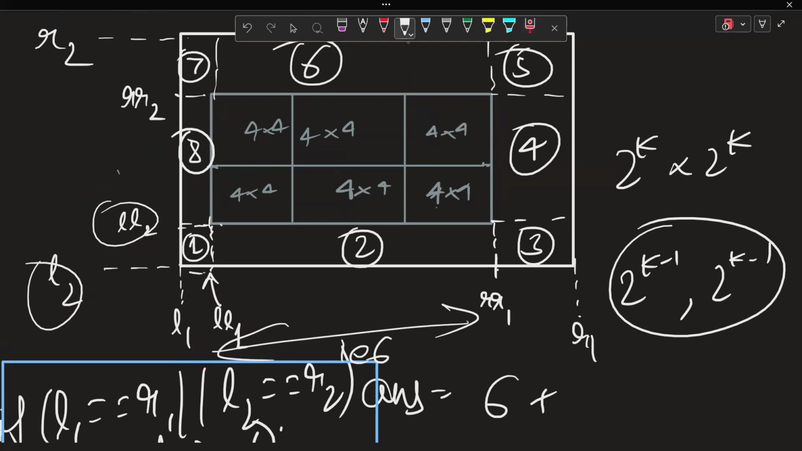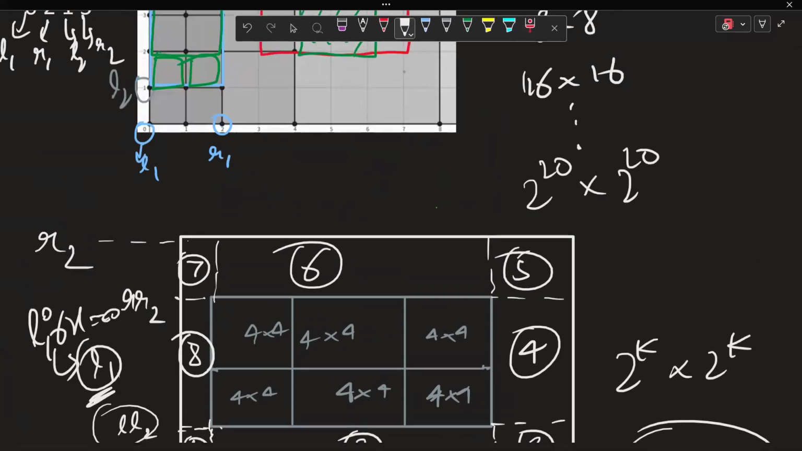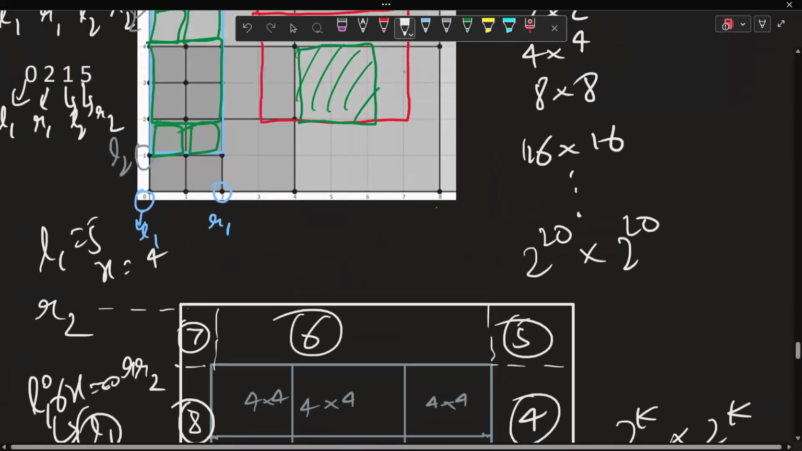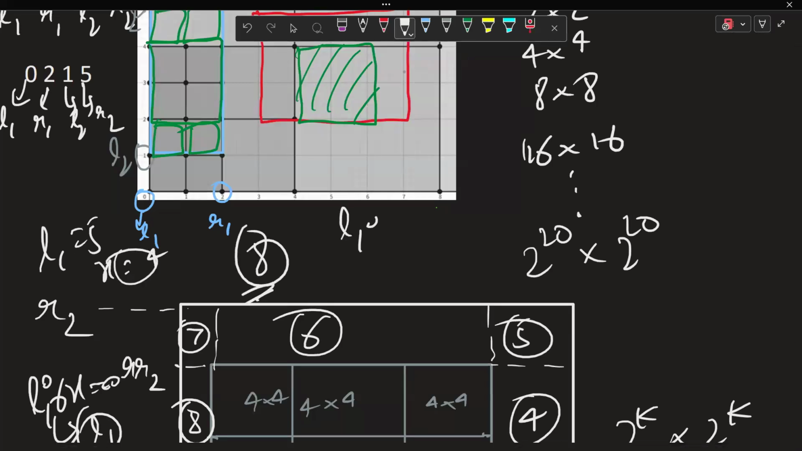So there can be two cases. If L1 is already divisible by x, then it would be L1 only. And if it is not divisible by x, let's say L1 is 5 and x is 4, then the next multiple of 4 is 8. So what you can do is L1 mod x, here 5 mod 4 was 1.